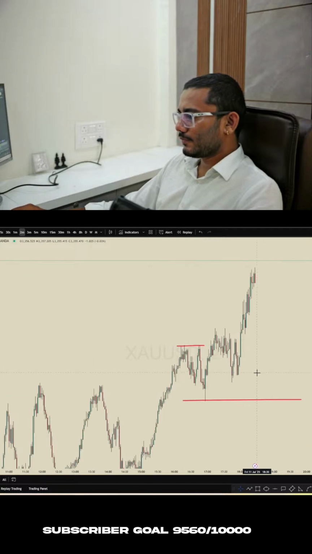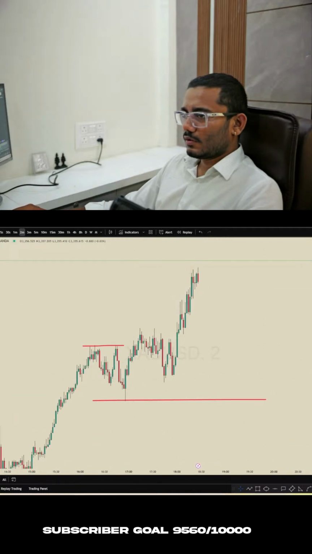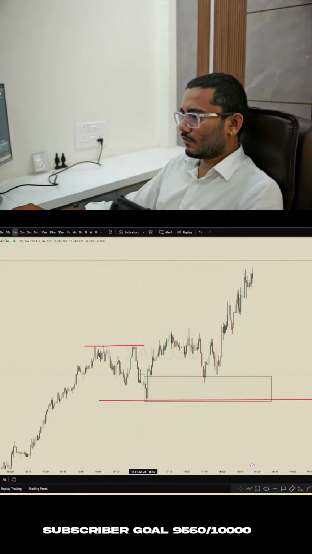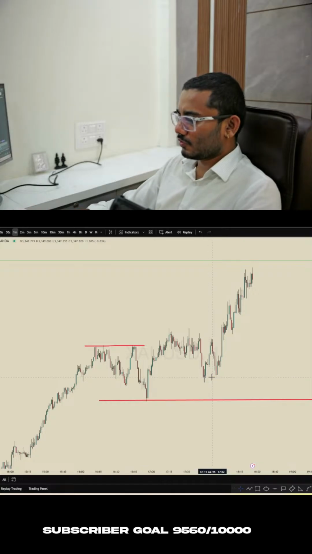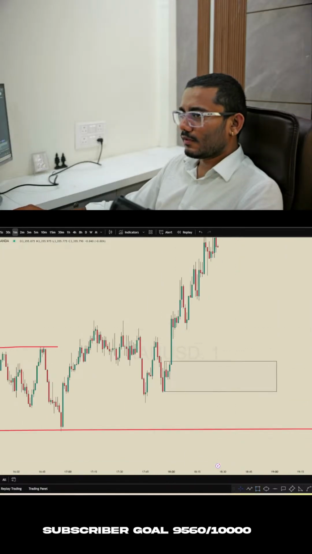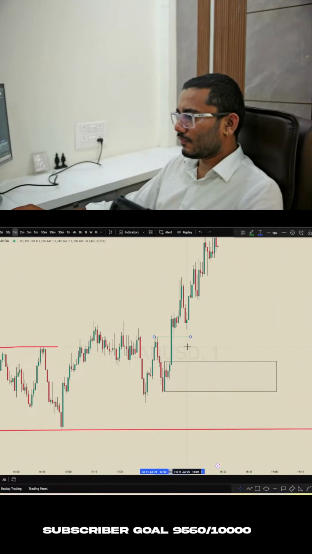Here, this could have been a good entry. If you go to 1 minute, you can see there is an order block. There was an imbalance, price tapped this order block and then started to go to the upside. Right now we have the same area, which is this order block, but I think this is mitigated because of this structure.